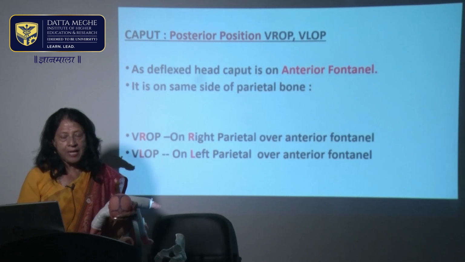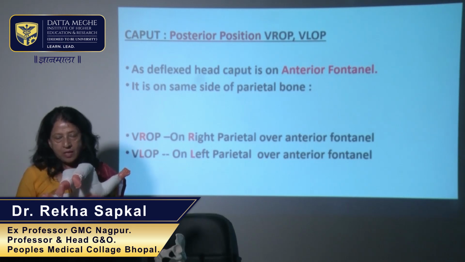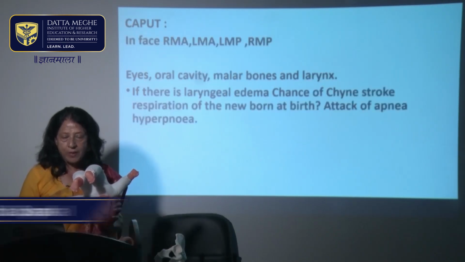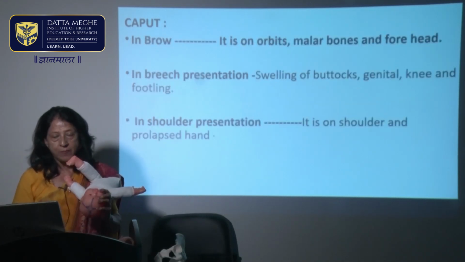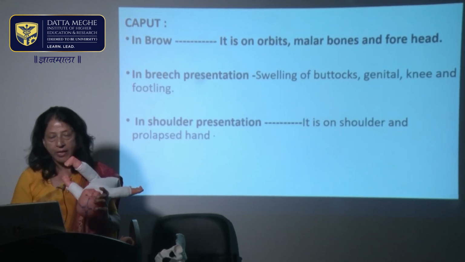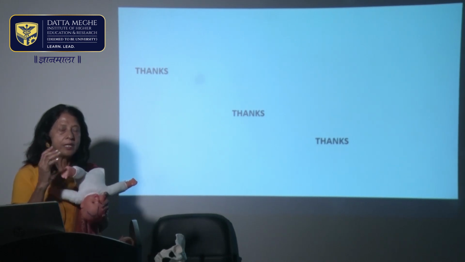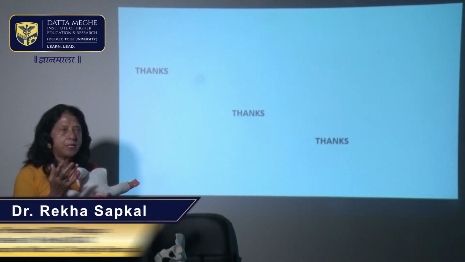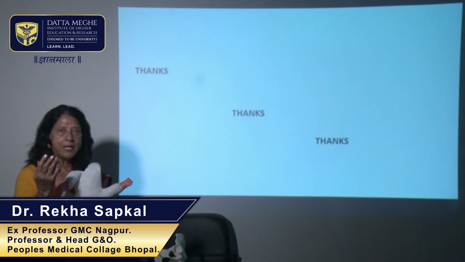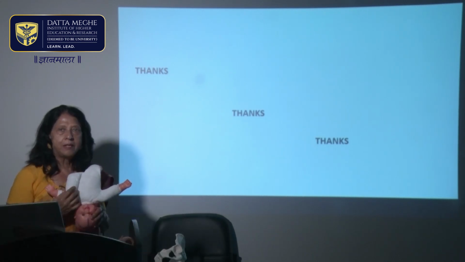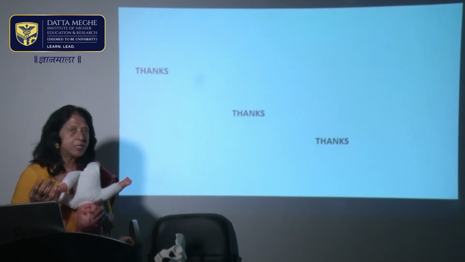In posterior position, as there is approximation of maternal and fetal spine, right and left will be the same. So, ROP in right parietal bone, LOP in left parietal bone. In face presentation, the caput will be a swelling over the orbits and the mouth. In brow presentation, the swelling over the forehead and the oral cavity. That is how we can identify the caput and decide what the position was. In breech presentation, the caput can be over the genitalia. In shoulder presentation, the caput will be over the prolapsed hand, axilla, shoulder, and in prolapsed cord, the cord will be swollen. So, that is what caput is, you understand?